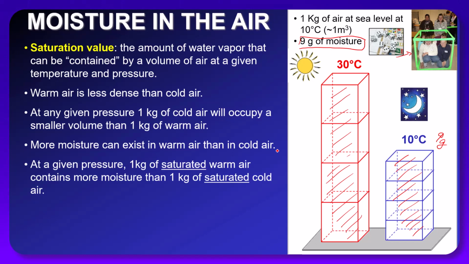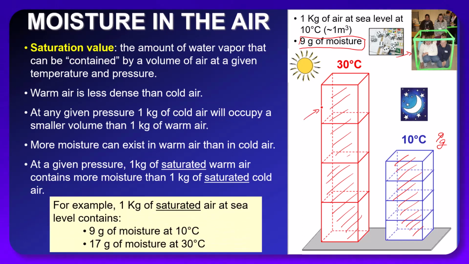So at a given pressure, 1 kilogram of saturated warm air will contain more moisture than 1 kilogram of saturated cold air, which is what is shown right here. For example, 9 grams of moisture can exist as saturation in this air column at 10 degrees Celsius, and 17, almost double, grams of moisture can exist in 1 kilogram of air in the column on the left.